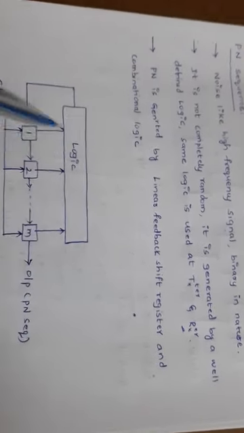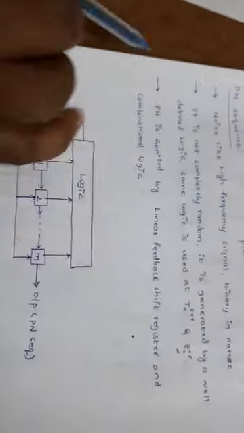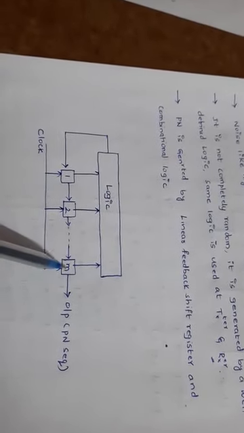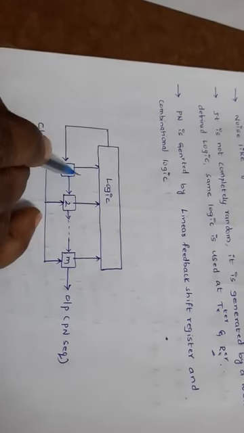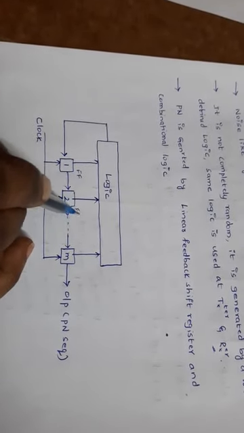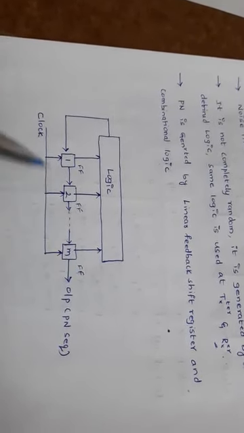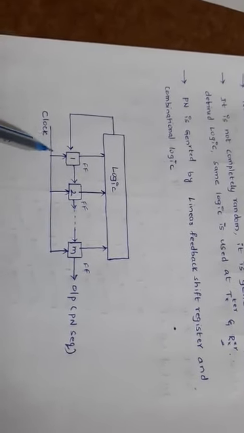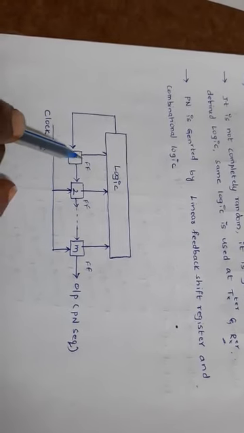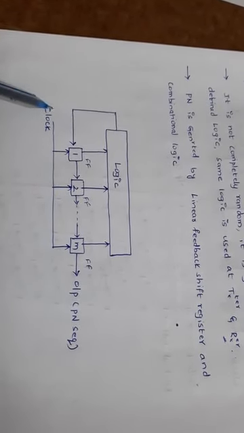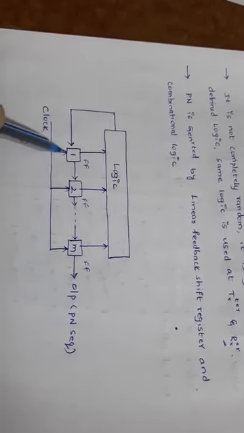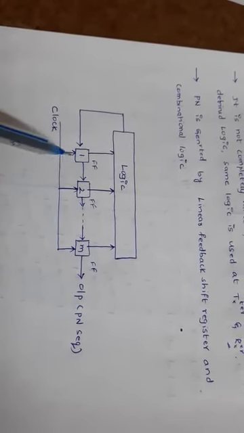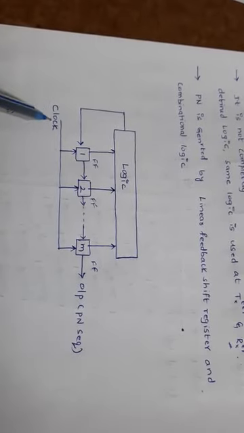Let us see a generalized block diagram for a PN sequence. Here I'm using a small m number of flip-flops. These all are the flip-flops I'm using here, right? In order to move the content of one flip-flop to another flip-flop, we are applying a clock signal. Whenever a clock is applied, the data of one flip-flop is moved to the other flip-flop. That is the reason we are using a clock signal here.